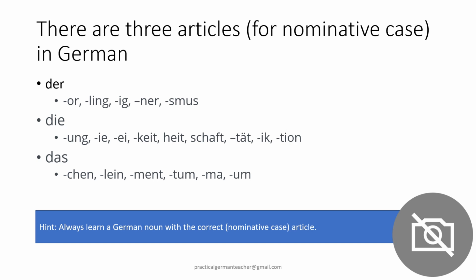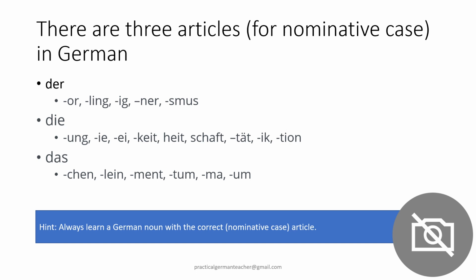Der is the article for nouns which are considered as masculine. Die is the article for nouns which are considered as feminine. Das is the article for nouns which, you guessed it right, are considered as neutral. Many of you may think it is one of the difficult aspects of learning German. I don't agree 100% with you, or it might seem difficult in the beginning, but not as you progress.